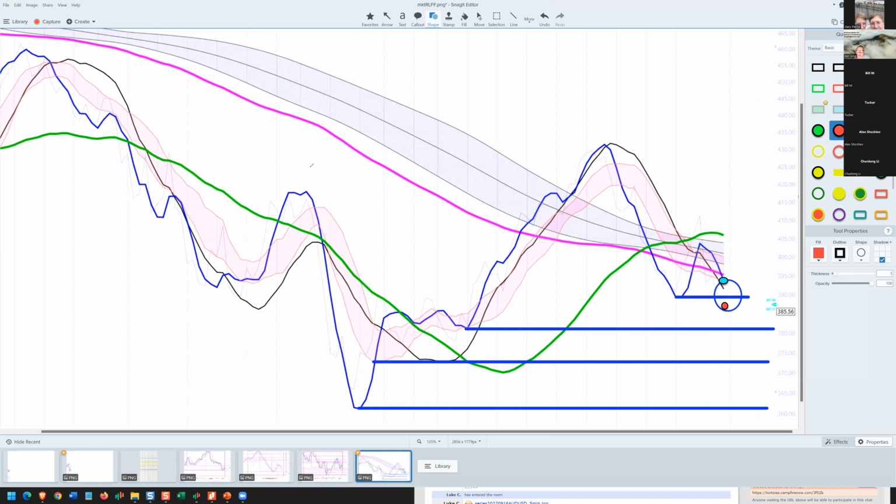And the RL10 is this blue line. That is our proxy for price. So you can see where it makes highs and lows.